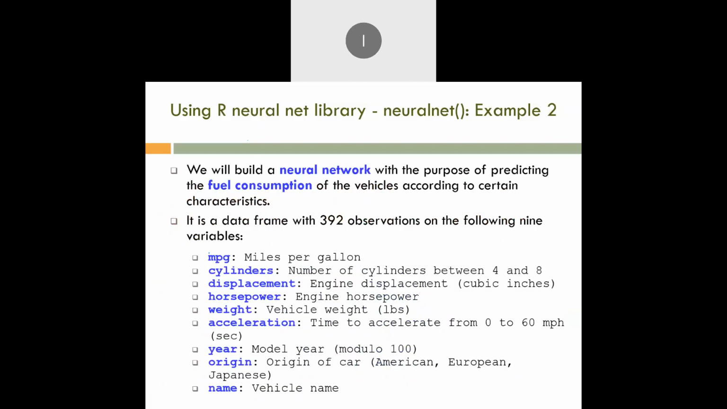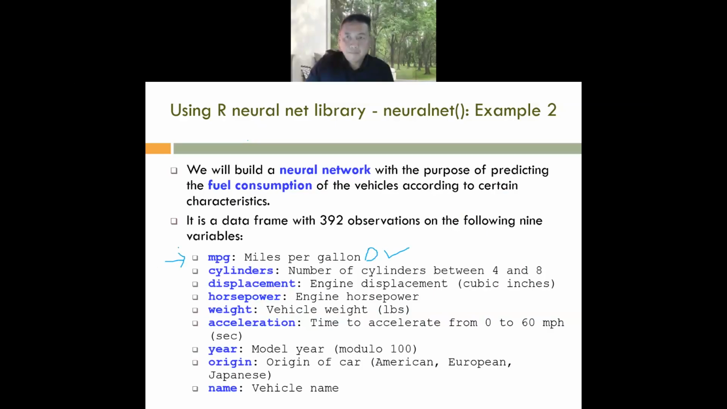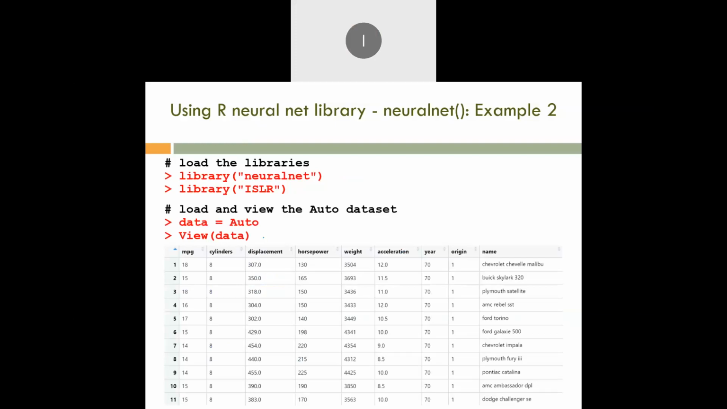So we want to estimate this one, the miles per gallon. This is your dependent variable. The rest will be your independent variables. Any questions? No? Okay. So in this scenario, we have miles per gallon that we want to predict, given the cylinder, displacement, horsepower, weight, acceleration, and the origin. So this is the data that we have.